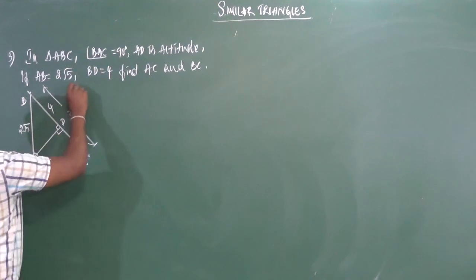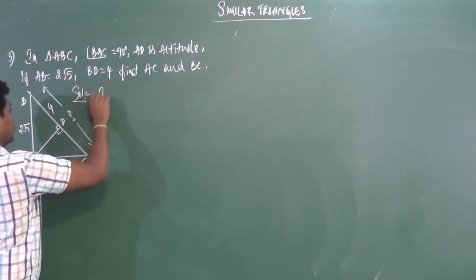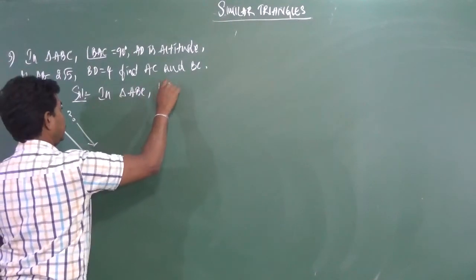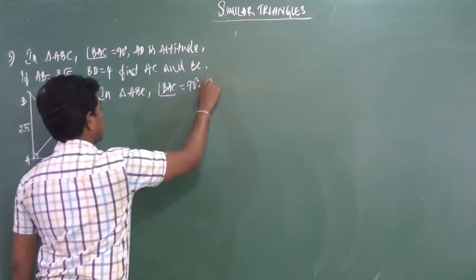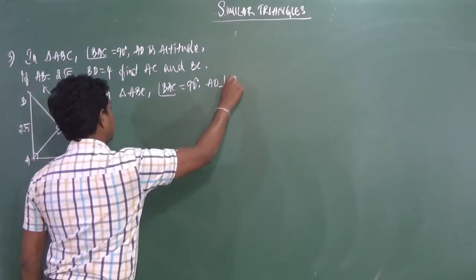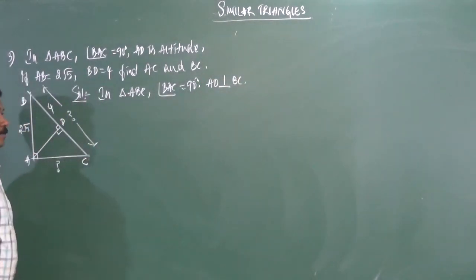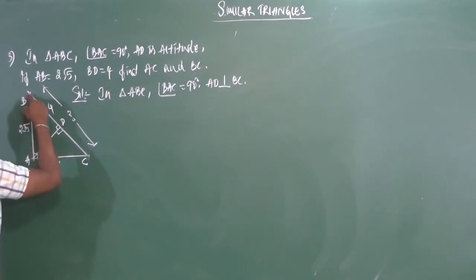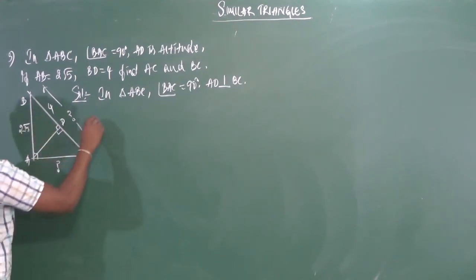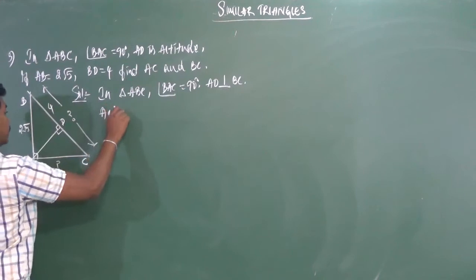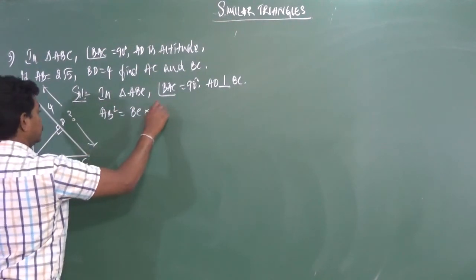So let us get into the solution. In triangle ABC, angle BAC is equal to 90 degrees and AD is perpendicular to BC. This is the very important data required to apply the theorem. So now AB square is equal to BC into BD.